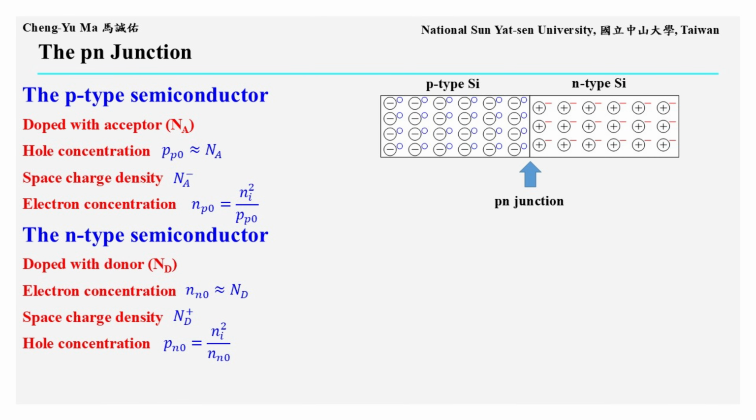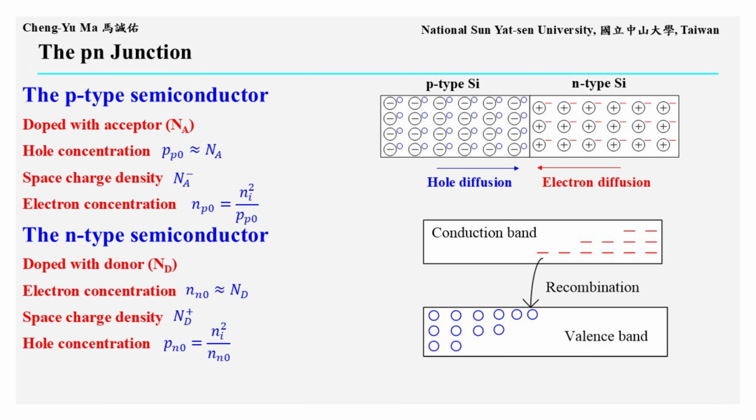When a p-type semiconductor and an n-type semiconductor are connected together, a p-n junction is formed, as shown in the figure. The p-type semiconductor has a high concentration of holes and a low concentration of electrons. The n-type semiconductor has a high concentration of electrons and a low concentration of holes. Therefore, once the p-n junction is formed, one of the carrier transport mechanisms mentioned in the previous section, diffusion, will occur.